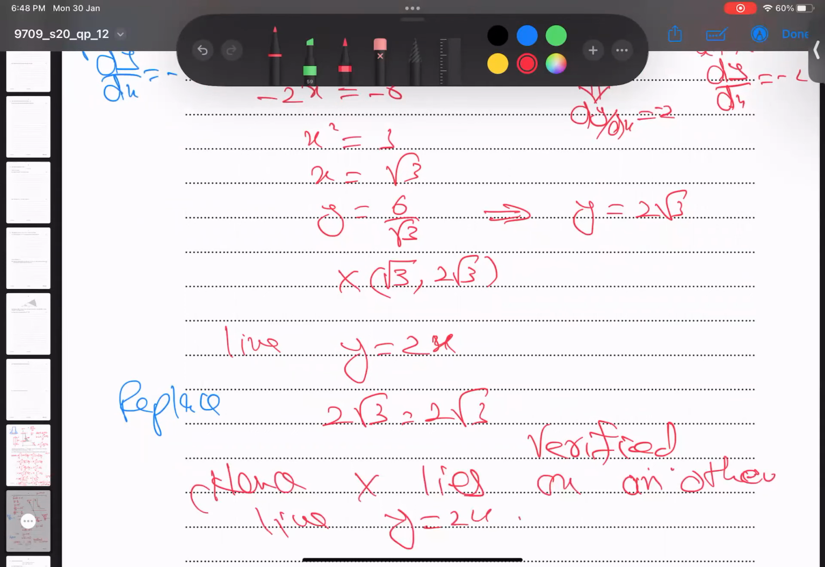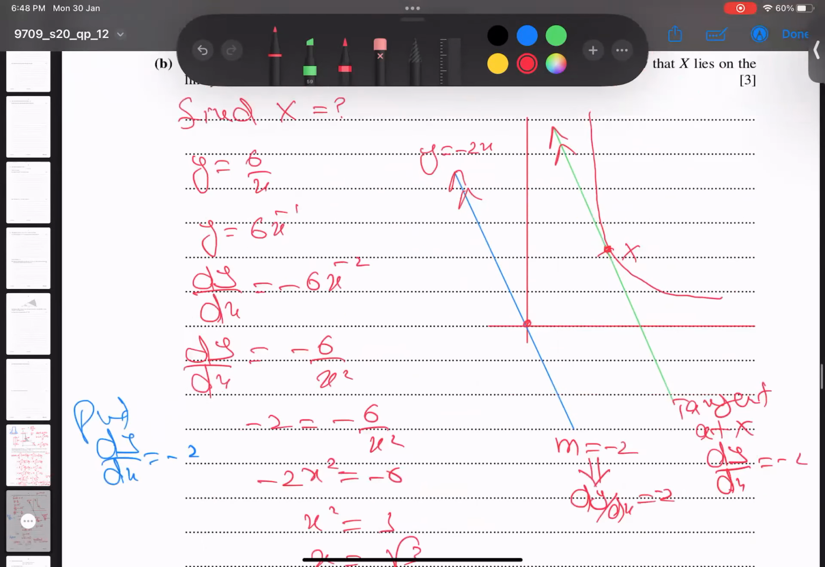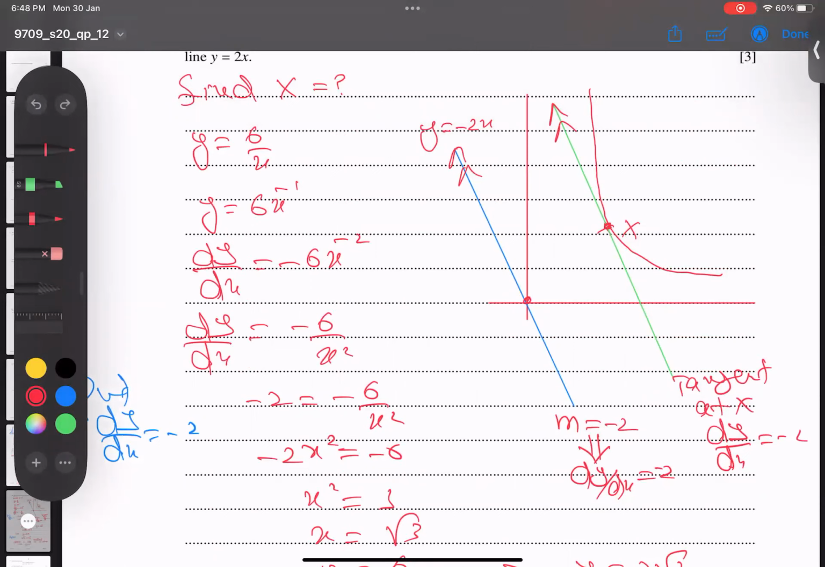I hope you got the whole idea, because the actual spirit behind the concept is that I'm looking for the x coordinate, I find it like this, and it lies on this line. This line is y equal to minus 2x, and this line is y equal to plus 2x. The point is very, very clear.